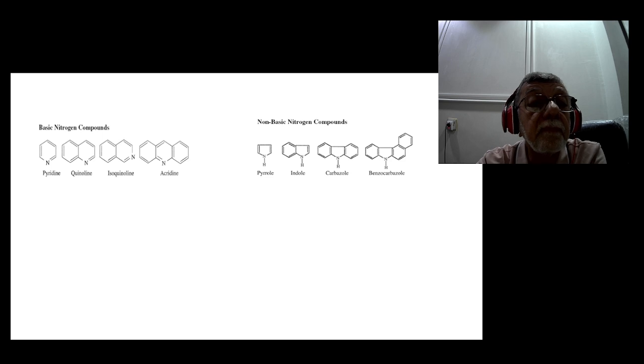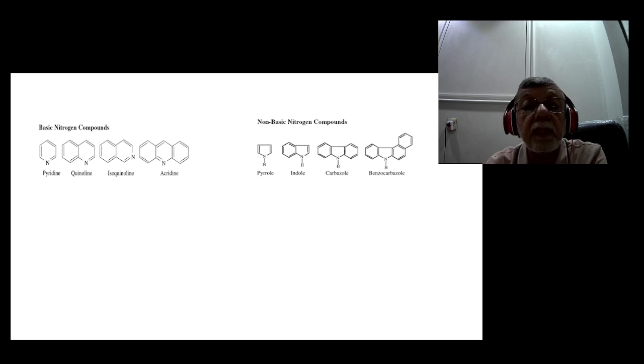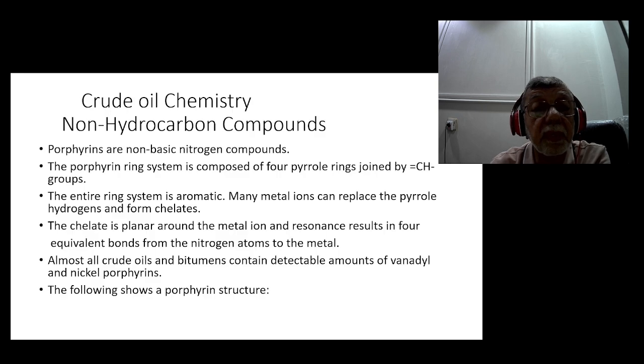So there are basic nitrogen compounds and non-basic nitrogen compounds. The basic ones are like pyridine, quinoline, isoquinoline, acridine; the non-basic ones are like pyrrole, indole, carbazole, benzocarbazole. This is about nitrogen, and nitrogen also, by hydrotreating in the presence of a catalyst, is converted to NH3, ammonia, and the corresponding hydrocarbon.